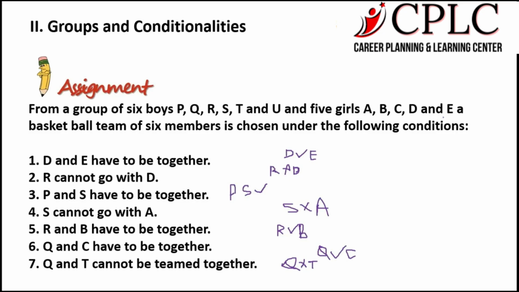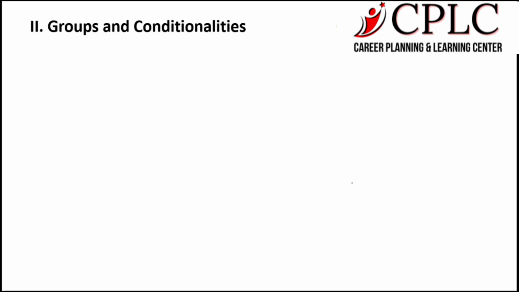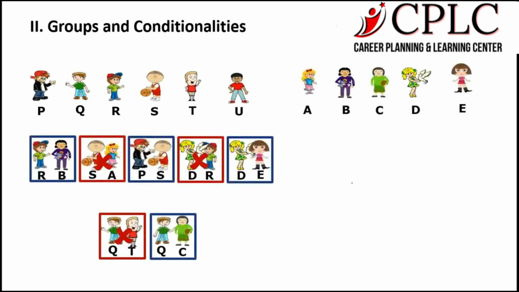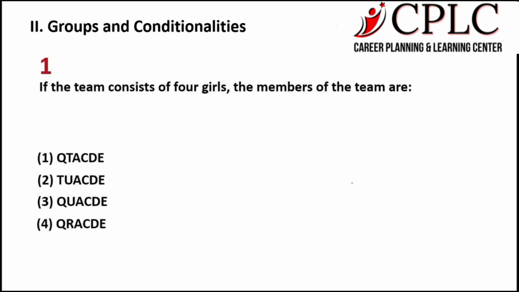So when I come across such type of question, something like this that I have done on the side, something like this I prefer to do just to keep a track of all the conditions that I have to follow while forming up the teams. So let's look at the question straight away. So the first question that we have is this: if the team consists of 4 girls, the members of the team are.